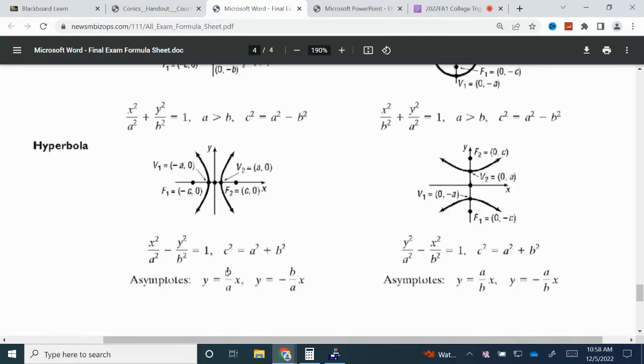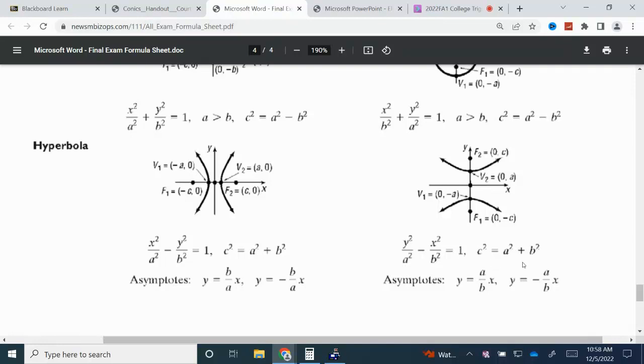But we have y is equal to b divided by a, comma x, and y is equal to negative b divided by a, comma x. If we look at the second model form, y squared divided by a squared minus x squared divided by b squared is equal to 1, our curve takes the form of a U shape and an upside down U shape.